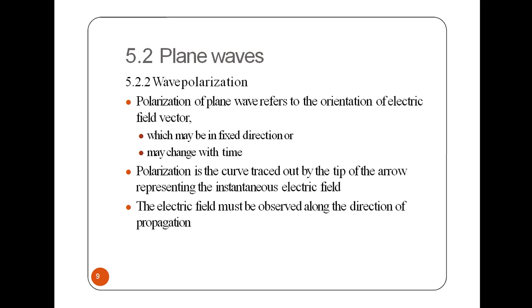Now, wave polarization. Polarization of a plane wave refers to the orientation of the electric field vector, which may be in a fixed direction or may change with time. Polarization is the curve traced out by the tip of the arrow representing the instantaneous electric field. The electric field must be observed along the direction of propagation.